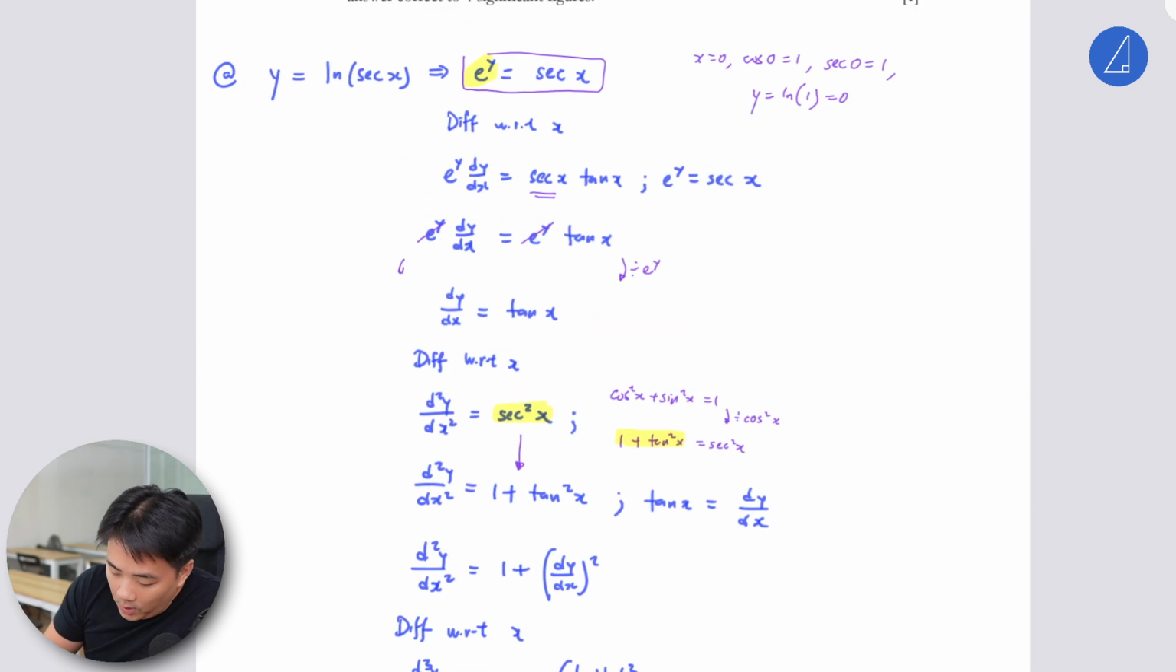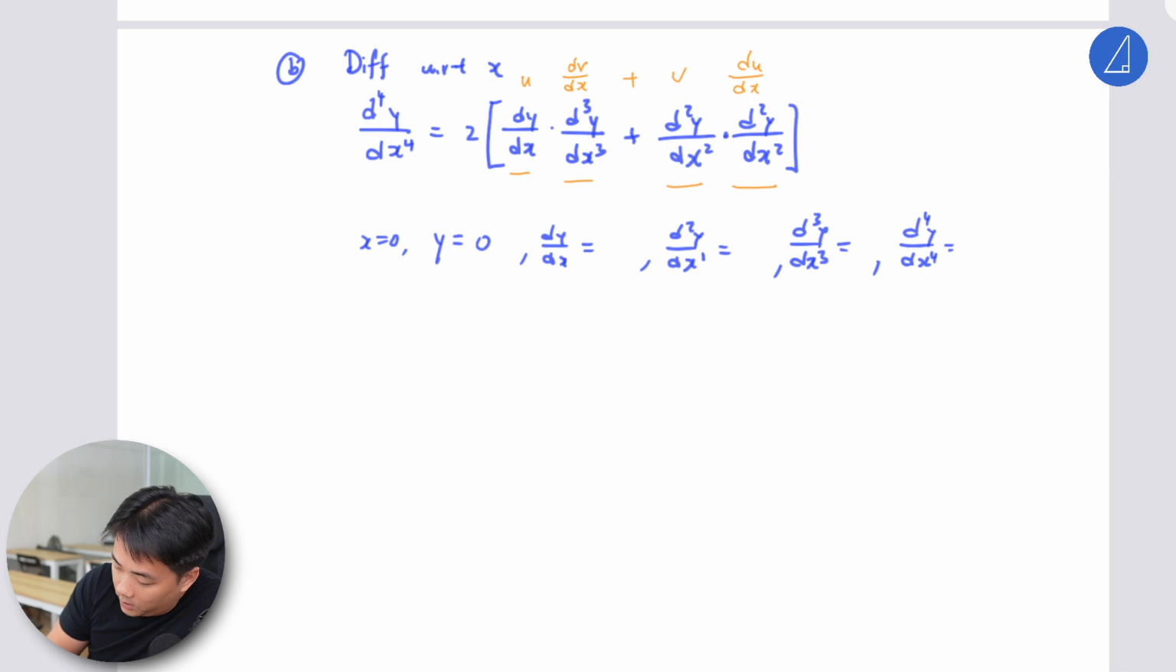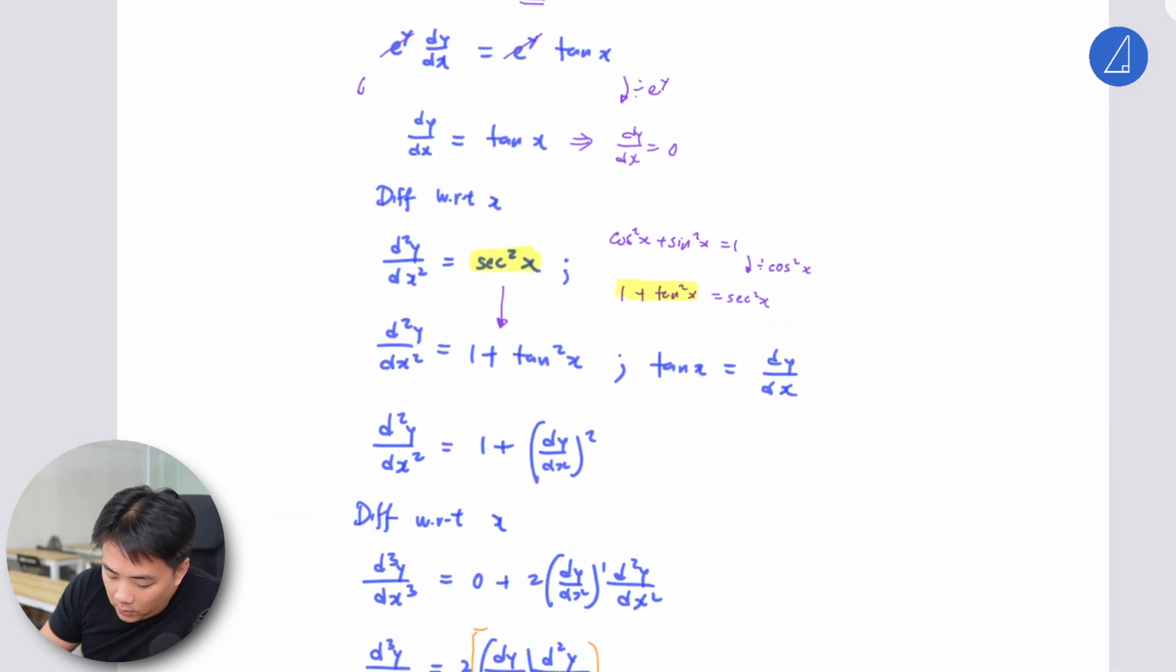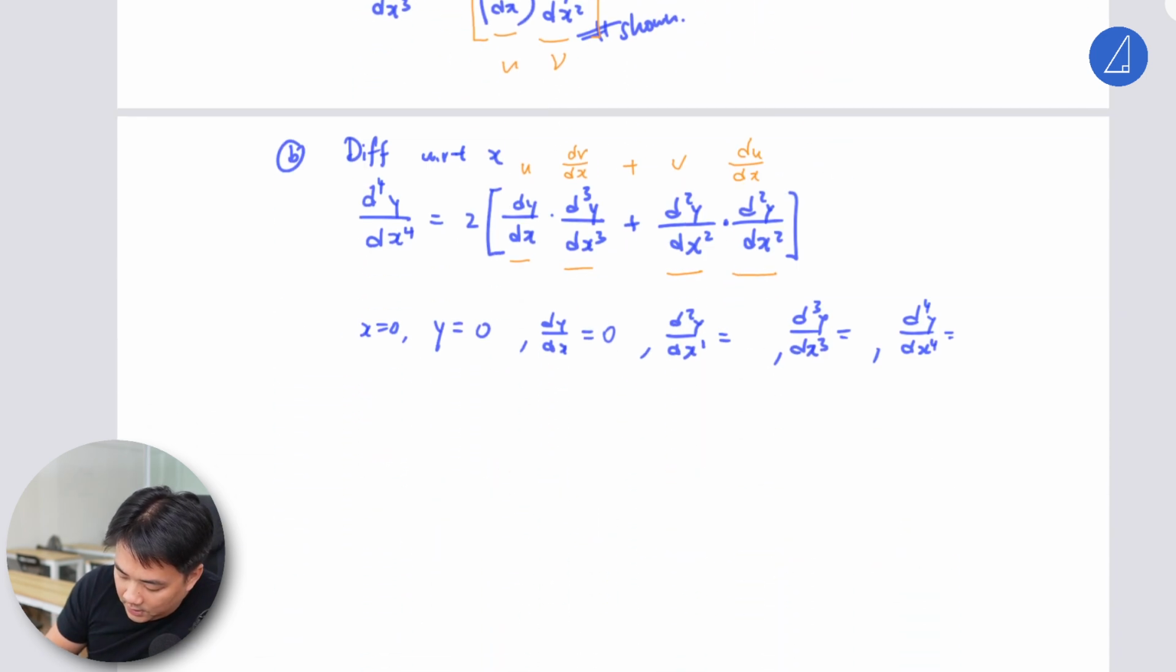Then go up to dy/dx and find. So here, dy/dx will just be 0. Tangent 0 is 0. So here, 0. Then we go to d^2y/dx^2. Is this guy here? This is d^2y/dx^2 equals 1 plus 0 squared, which is 1. So I get this as 1.